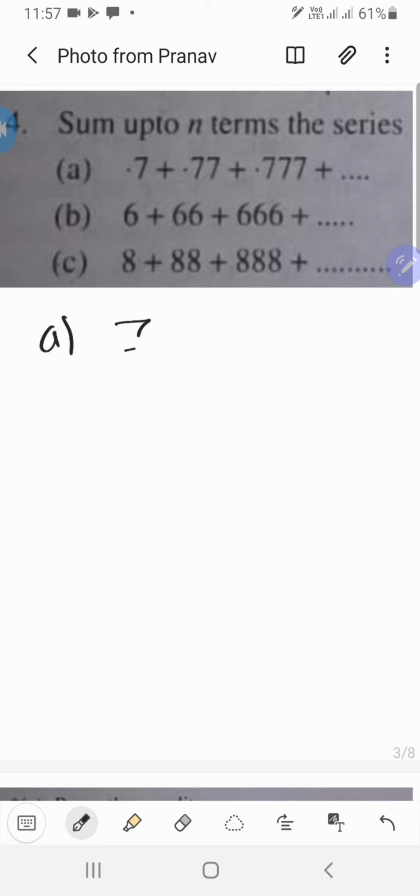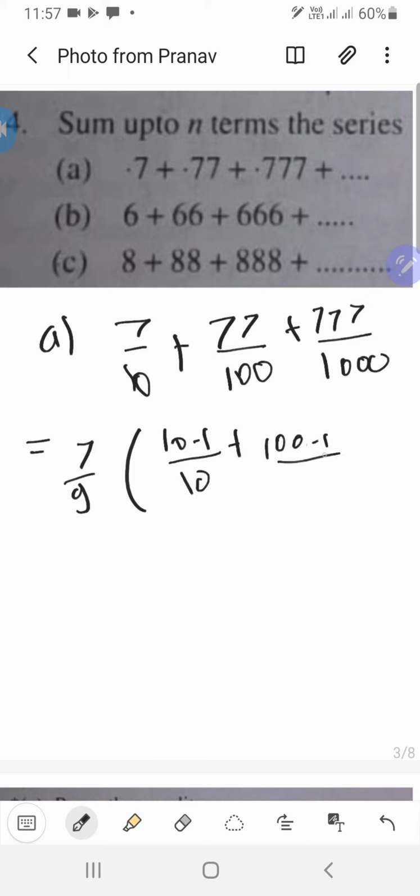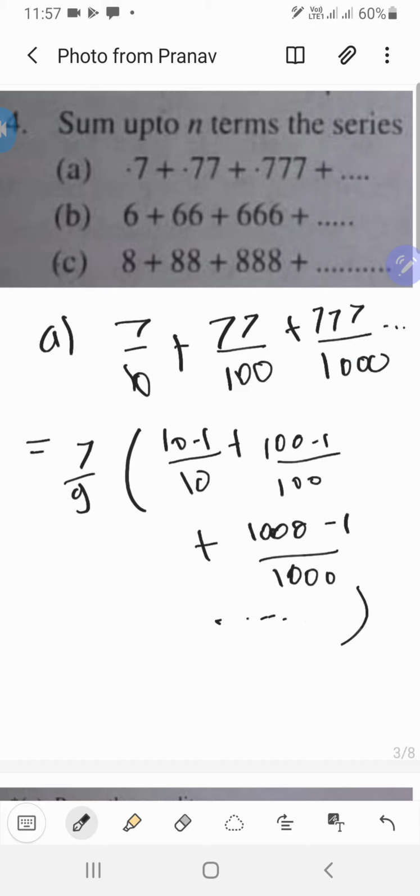So it's going to be 7 by 10 plus 77 by 100 plus 777 upon 1000, which is nothing but 7 upon 9 into (10 minus 1) upon 10 plus (100 minus 1) upon 100 plus (1000 minus 1) upon 1000, and so on. You can verify if this really is equal to that. This keeps on going, which is okay.